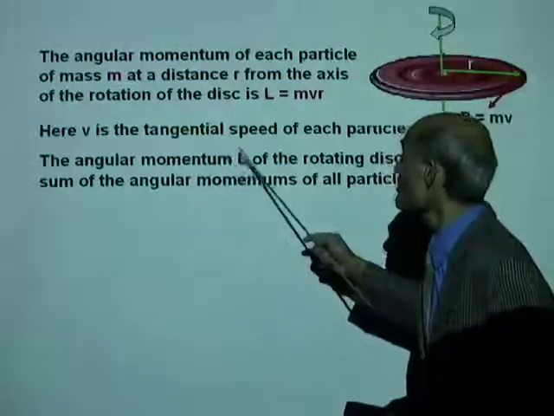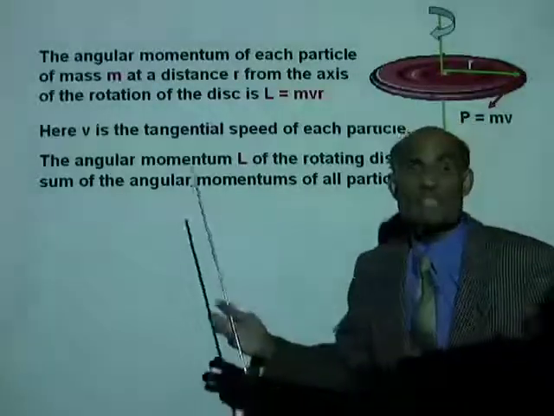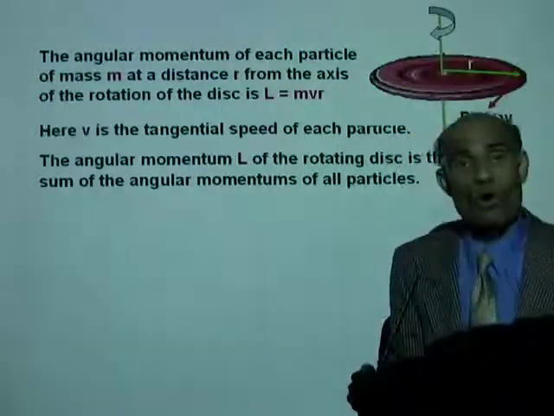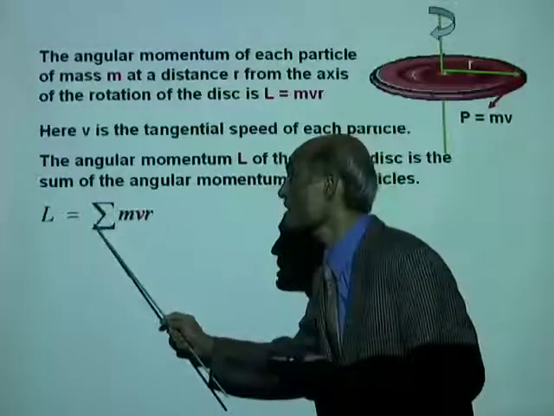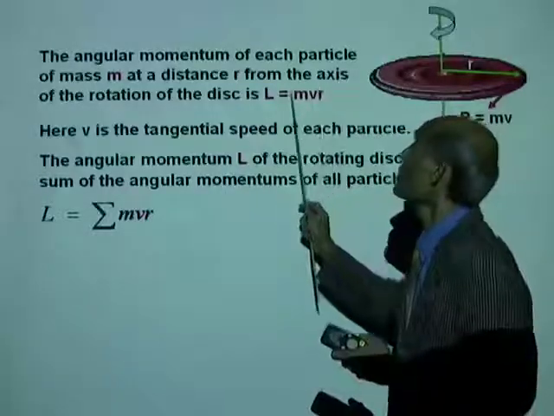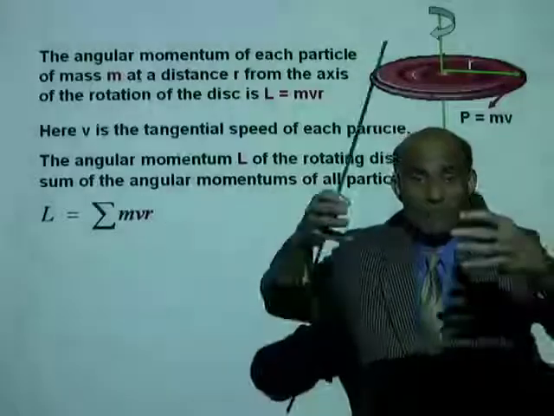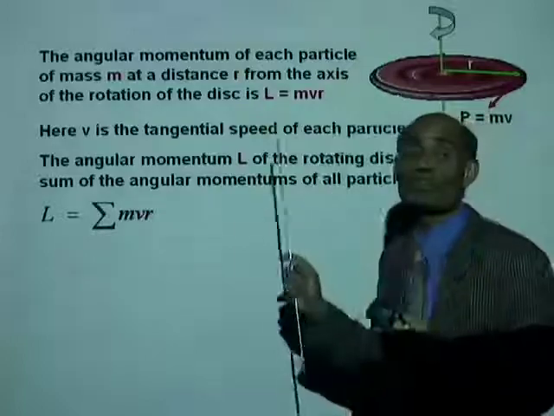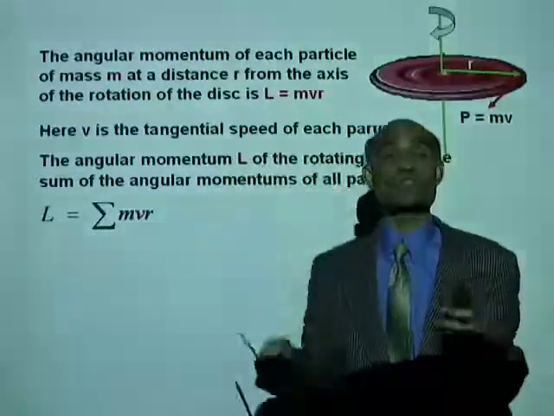The angular momentum L of the rotating disk, therefore, is the sum of all such angular momenta of all such particles. So how do I write it? It will be L equal to summation mvr. This is the angular momentum of just one particle. If you now add up the angular momenta of all particles that make up the disk, that will give you the angular momentum of the rotating disk.